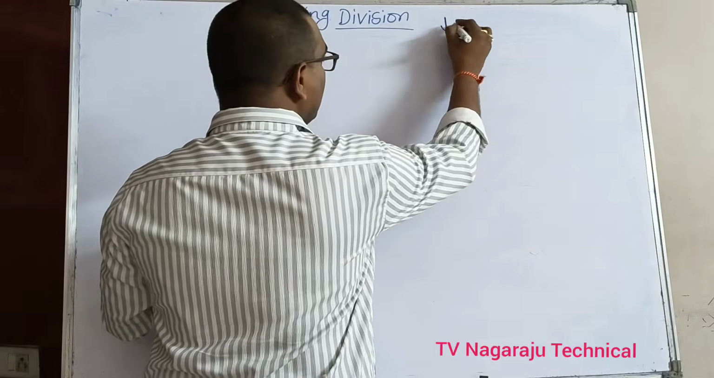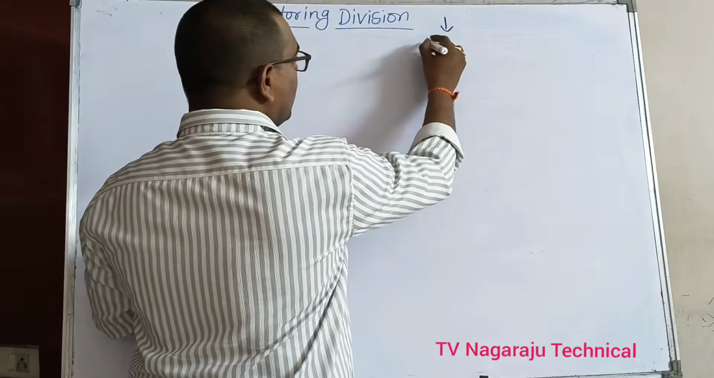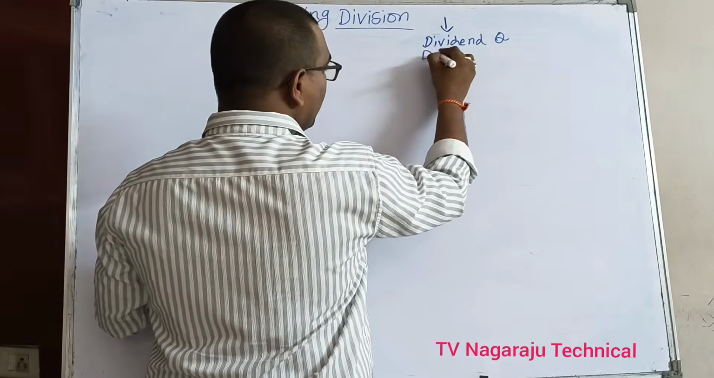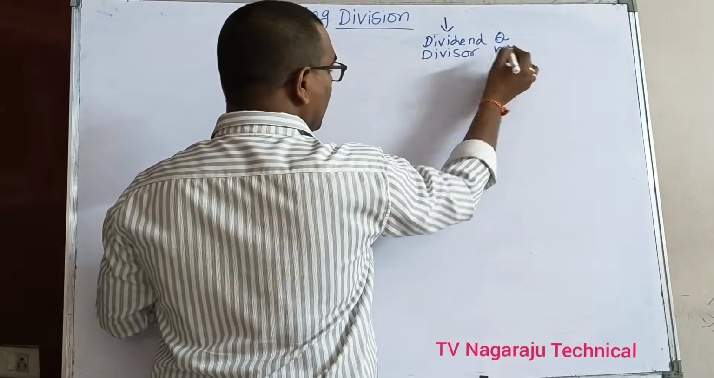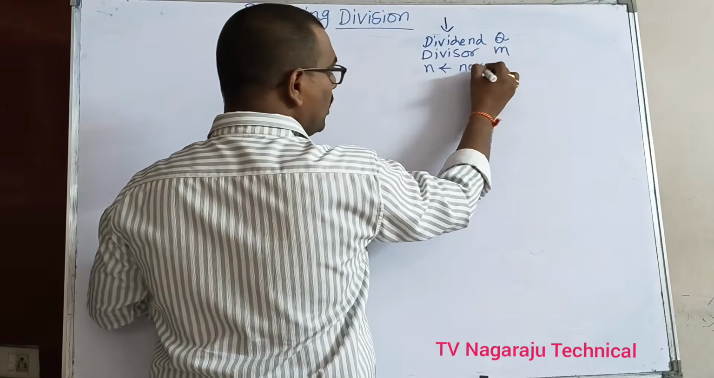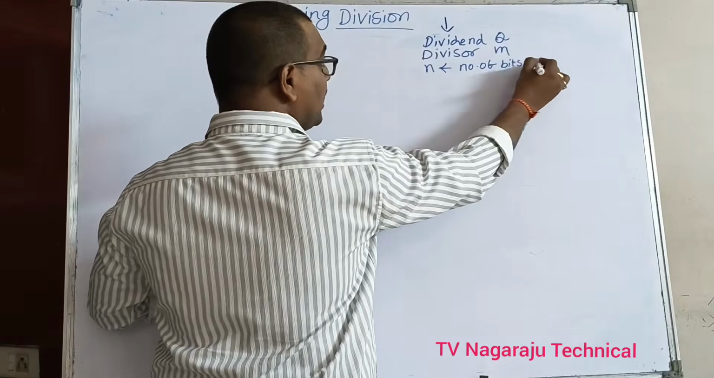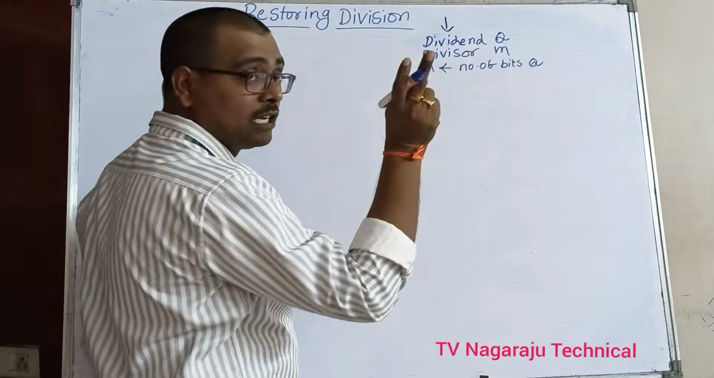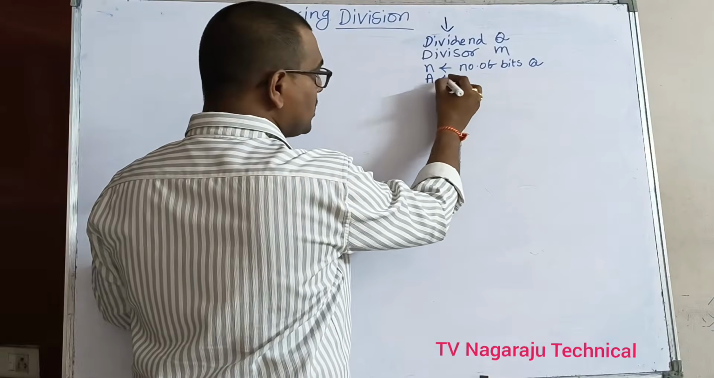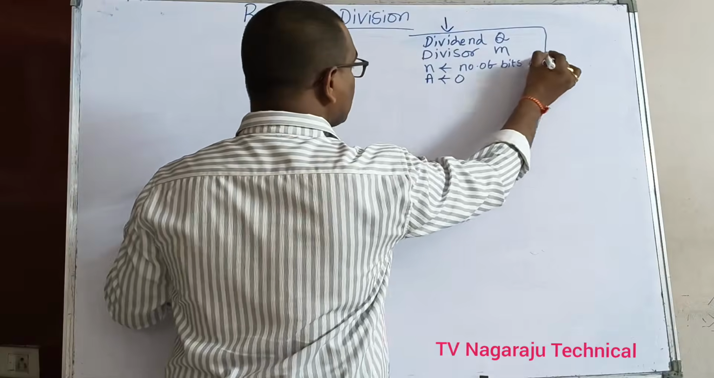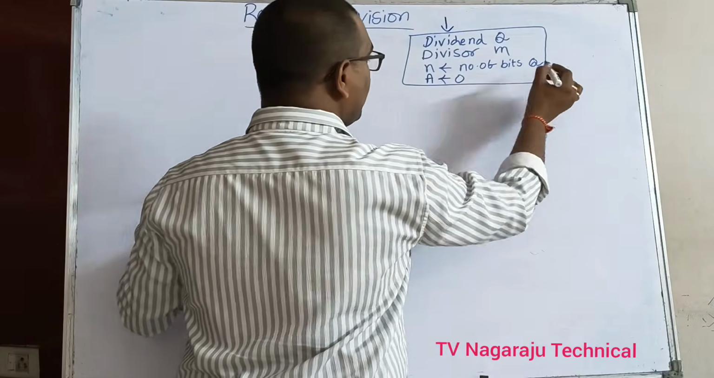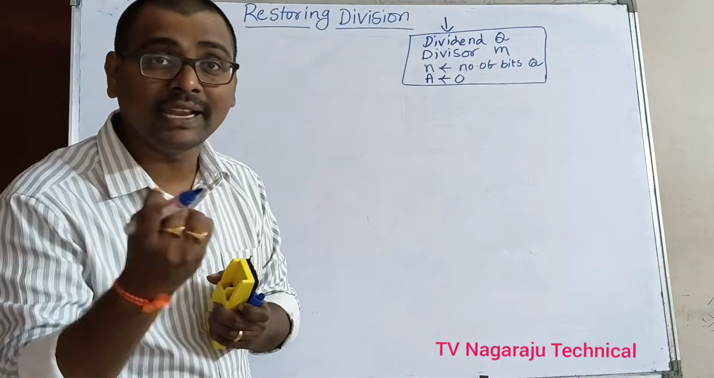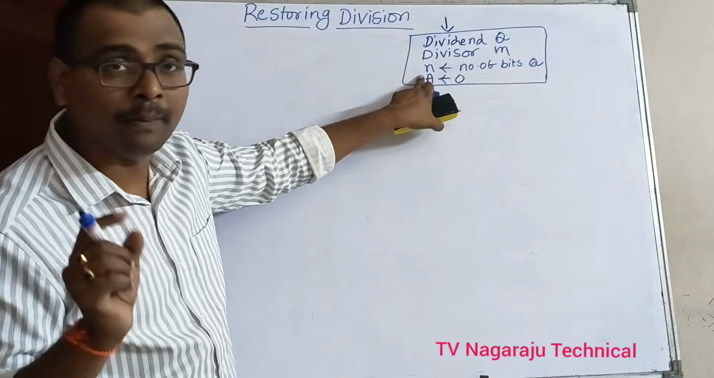Initially, the dividend is in register Q and the divisor is in register M. Suppose n is equal to the number of bits of the dividend, that is, how many times you are performing the operation; that specifies the n value. A is equal to 0. The purpose of A is that it is appended to the higher order of the quotient, and A is also used to get the remainder, that is, A stores the remainder.